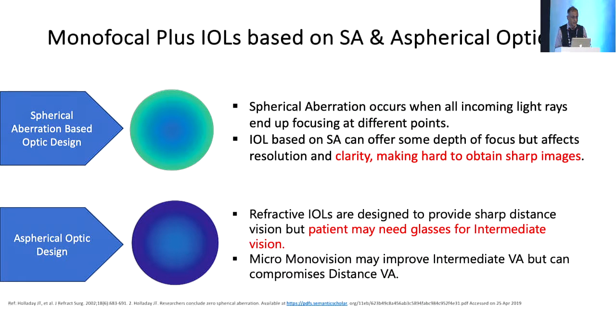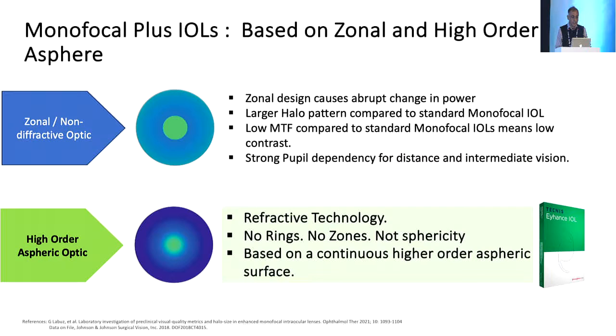So first was the spherical aberration based optics. Over here, though it's an aspheric lens, the center part of the lens has more spherical aberration. This creates a better depth of focus, but it comes at the cost of resolution, so you don't get sharp images. The second was the normal aspherical optic design, where the patient needed intermediate glasses.